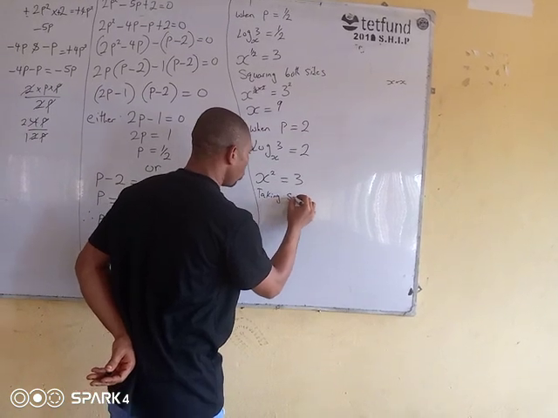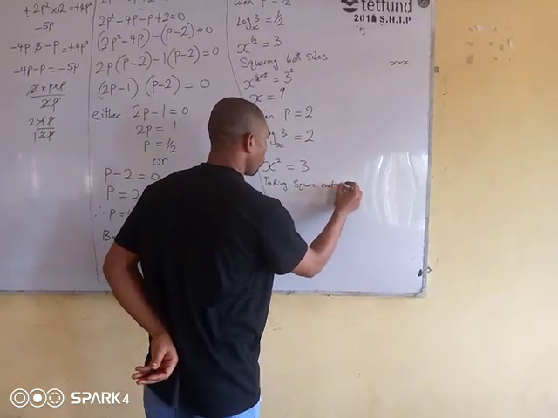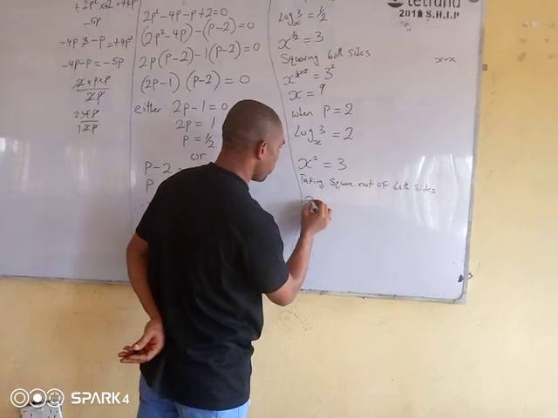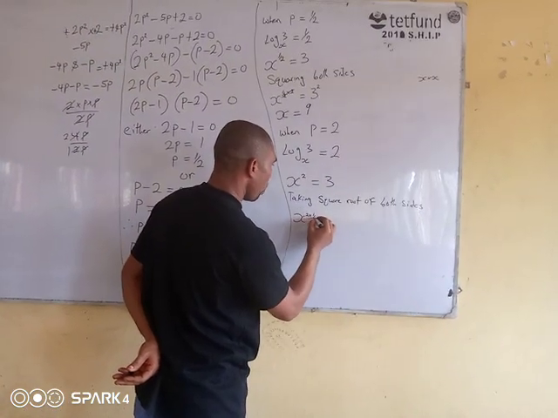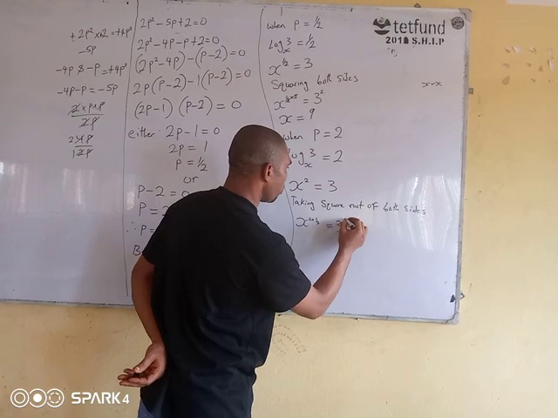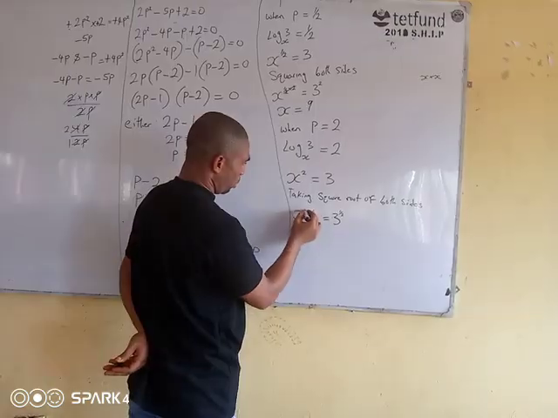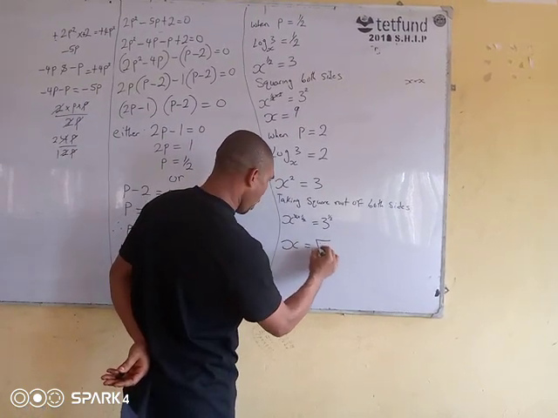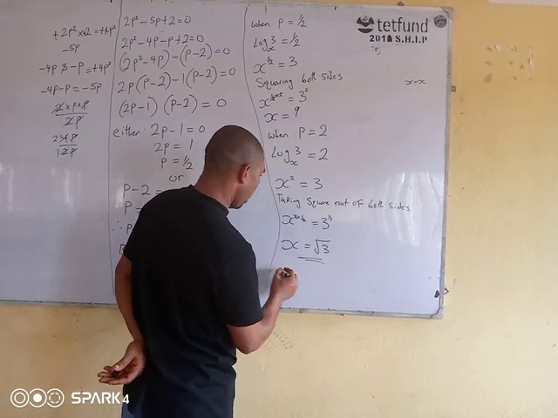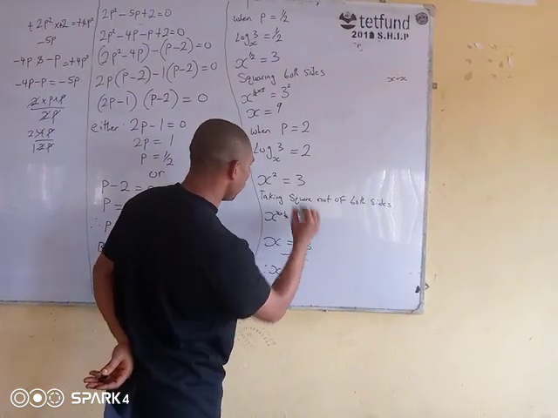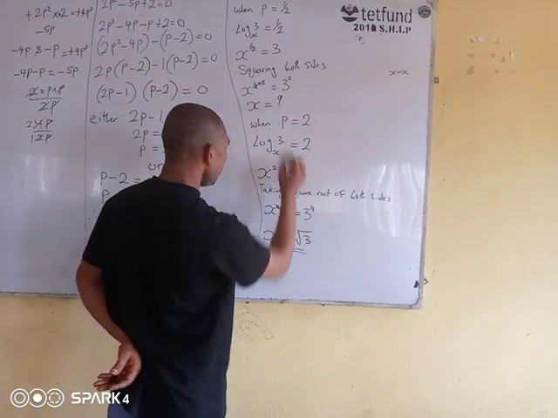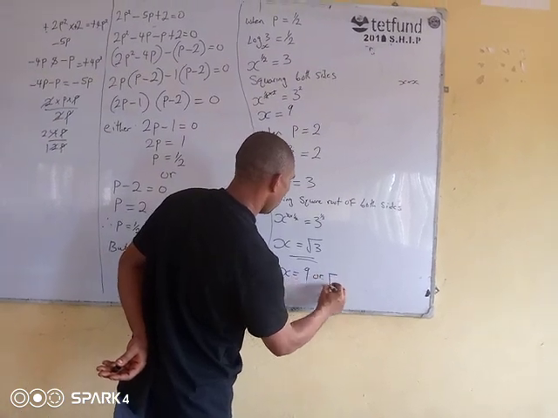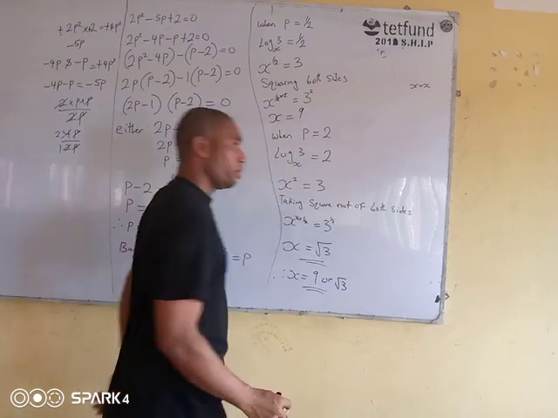Taking square roots of both sides. Meaning I'm going to have x raised to power 2 times 1 over 2 is now equal to 3 raised to power 1 over 2. 2 cancels out 2. I'm now left with 1x, which is x is now equal to the square root of 3. Therefore, x is equal to 9 or root 3. So this is my final answer.